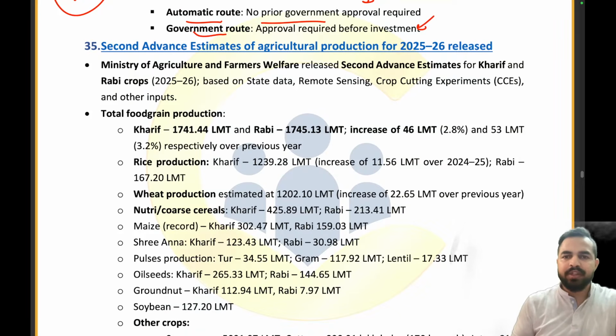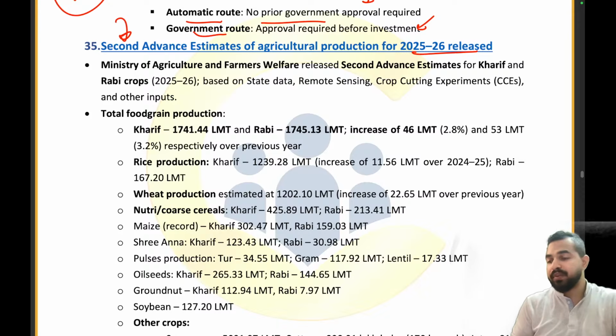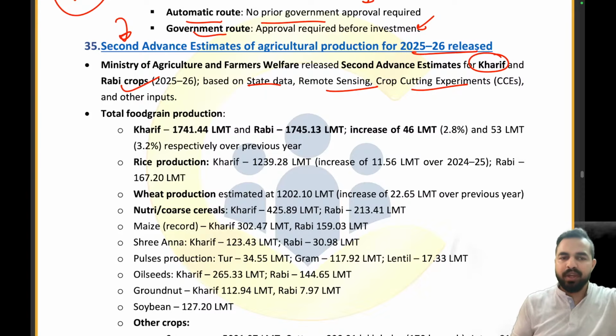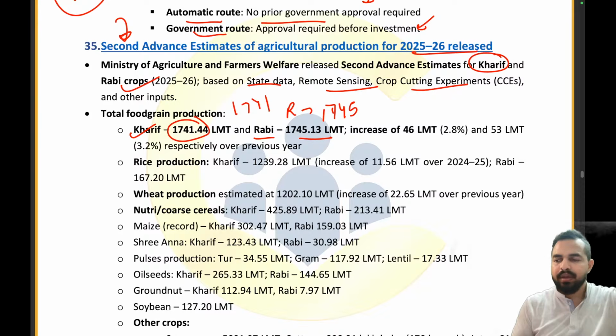The second advanced estimates of agricultural production for 25-26 have been released. My dear friends, it basically tells us the production of food grains in our country in both the Rabi and the Kharif seasons. The second advanced estimates for Kharif and Rabi crops, based on state data, remote sensing, crop cutting experiments and other inputs, have been facilitated. The total food production for the Kharif was 1741.44 lakh metric tons, and for the Rabi it was 1745. Clear everyone?